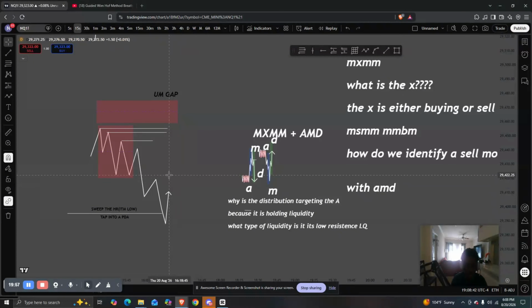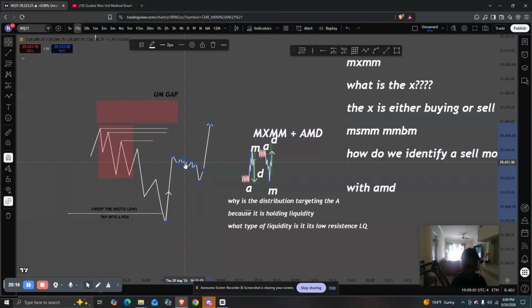So that's not bad. Or we can take the distribution. It can accumulate again, tap into another high time frame gap PD array, and we can take the continuation to that trade.